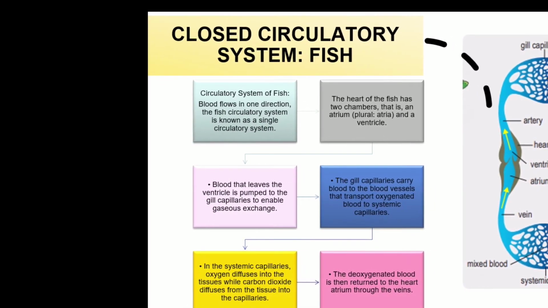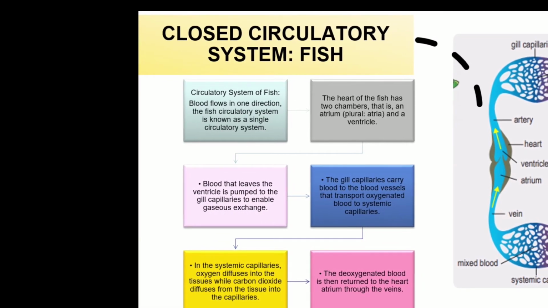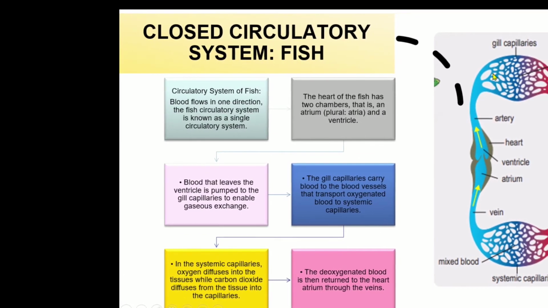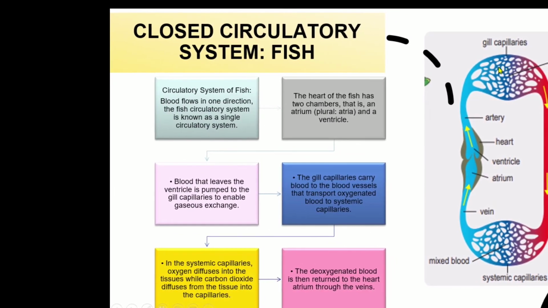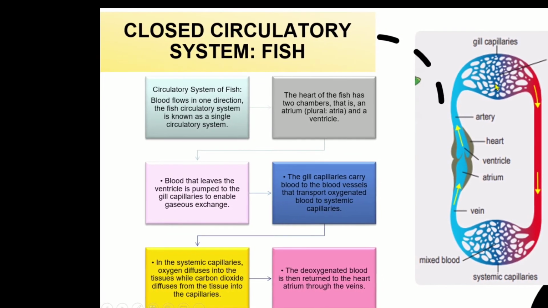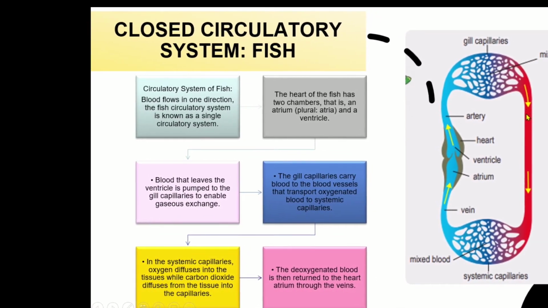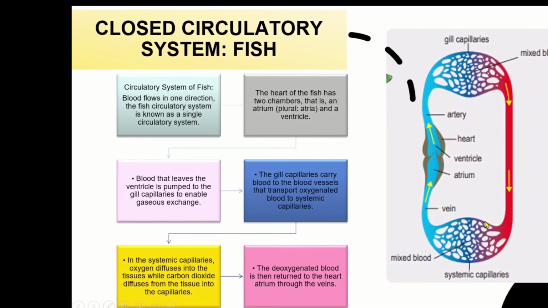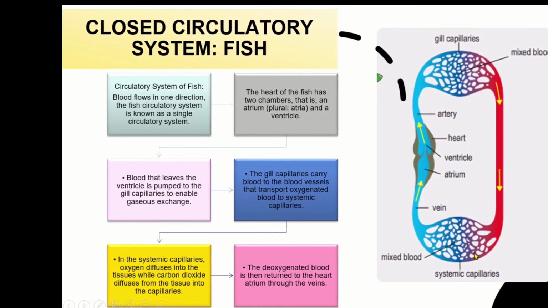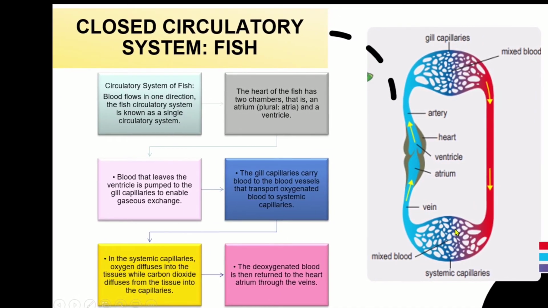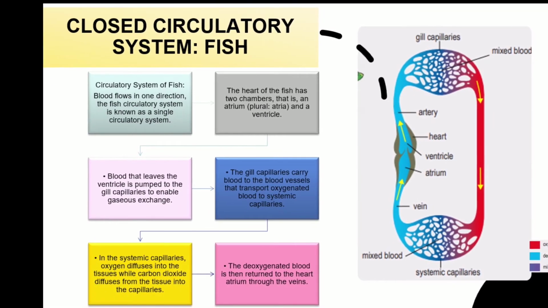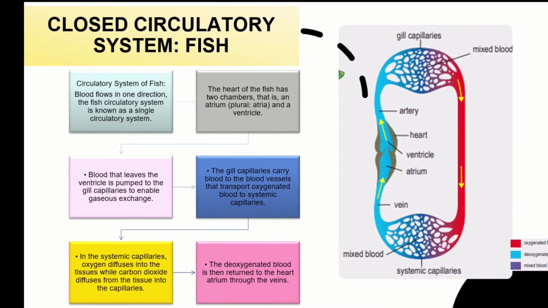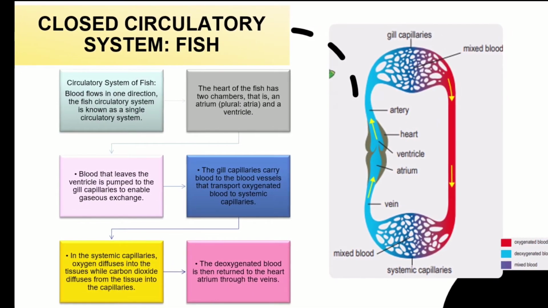The blood that leaves the ventricle is pumped to the gill capillaries to enable gaseous exchange to occur in the gill capillaries. The gill capillaries carry blood through blood vessels that transport oxygenated blood to the systemic capillaries. Here are the systemic capillaries. In the systemic capillaries, the oxygen will diffuse into the tissue, while the carbon dioxide will diffuse from the tissue into the capillaries, and then the deoxygenated blood returns to the heart atrium through the vein.